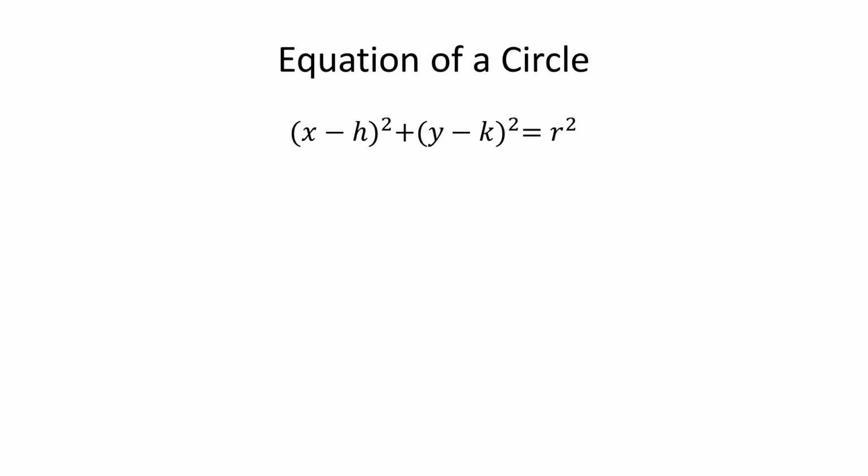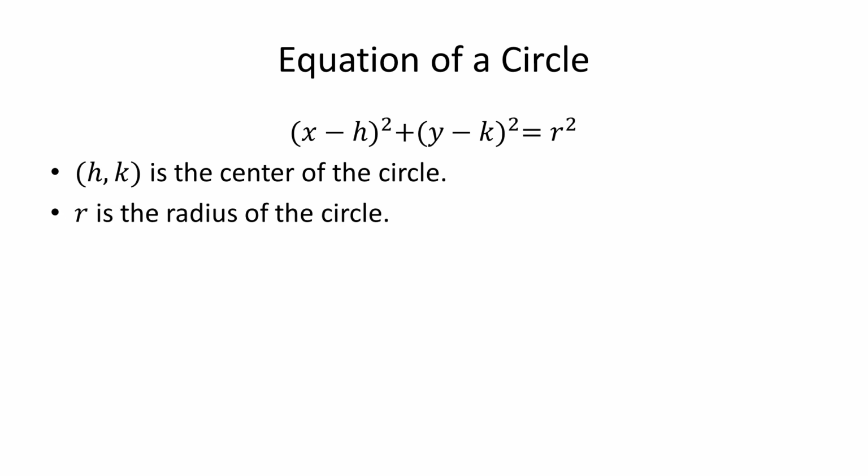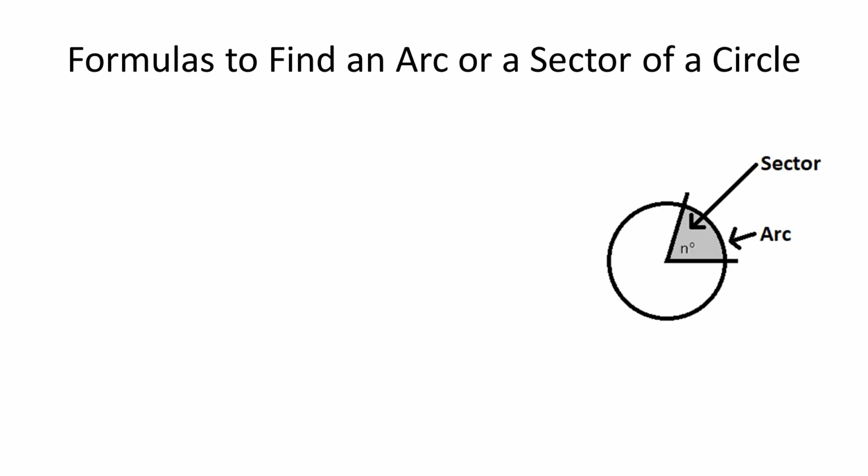So the equation of a circle is (x minus h) squared plus (y minus k) squared equals r squared. (h, k) is the center of the circle, and r is the radius of the circle. Recall that an arc of a circle is a part of the circumference of the circle, and a sector is part of the area of a circle, and it's enclosed by 2 radii.